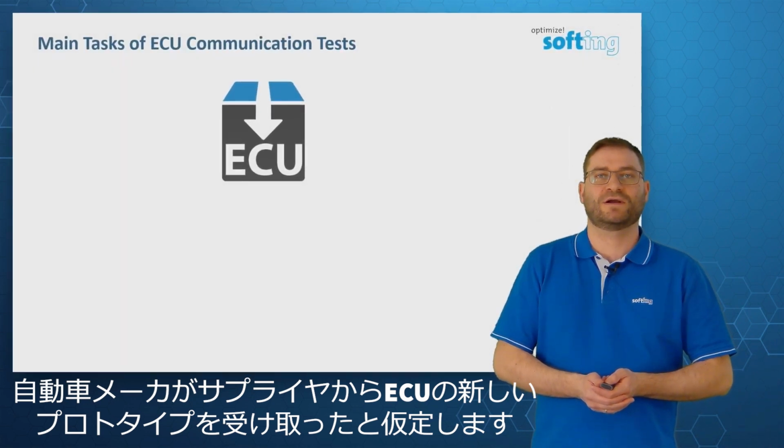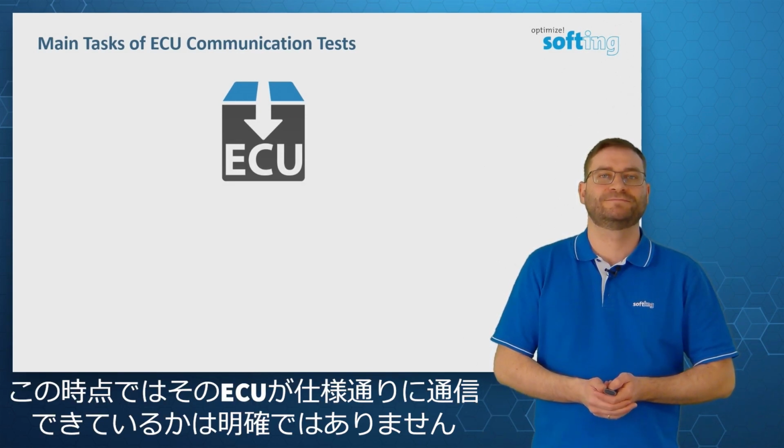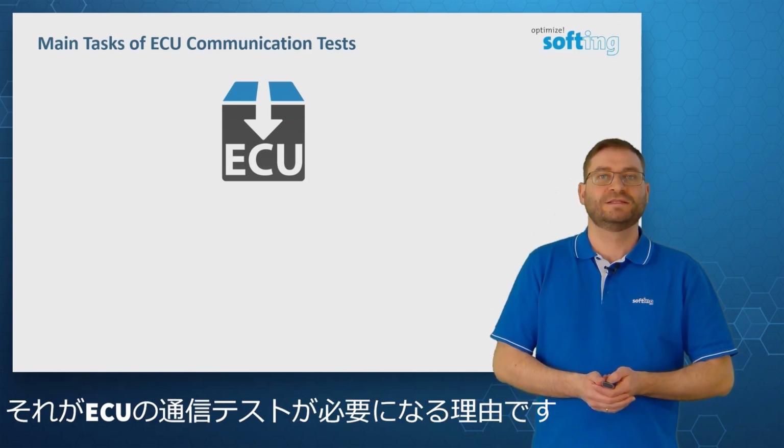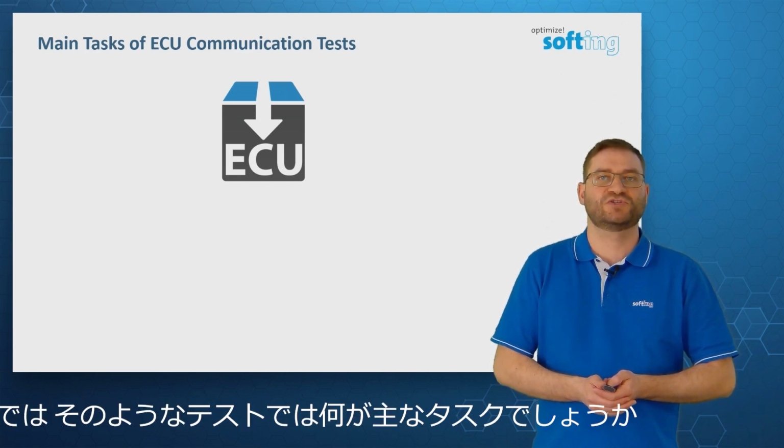Let's assume a car manufacturer receives a new prototype of an electronic control unit from the supplier. At this point, it's not clear if the electronic control unit communicates according to the specification. This is why we need ECU communication tests. What are the main tasks of such tests?